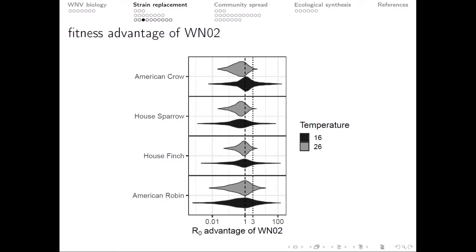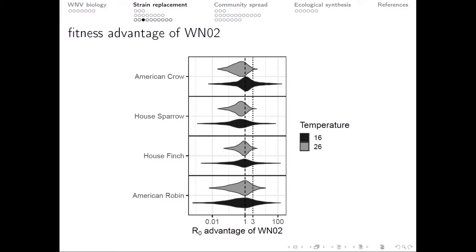We can do a little better by essentially taking all the ratios from that previous graph. In a given bird species at a given temperature, what's the ratio of the estimated R-naught of WN02 to the estimated New York 99? Anything below 1 means that New York 99 should win in an ecological competition. If we put together all the data we have, it looks like New York 99 should be a little bit better, because slightly more than half of these are below 1. 3 is the value that Snappen et al. said we would need, based on the landscape-level trajectory, to explain the displacement.